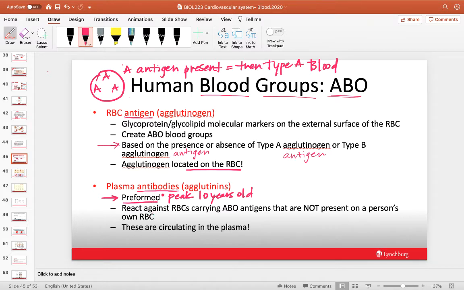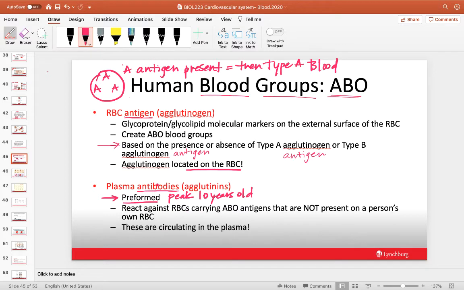Now, what's going to happen is that antibodies in the plasma are going to react against red blood cells carrying antigens that are foreign to that person. So basically, if your blood has A antigens, and we took type A blood from someone else and put it into your blood, your body is not going to see that as foreign because you have the same antigen. Where we have trouble is when we have antigens that are not present on our own blood. We're going to see those antigens as foreign, okay? And we'll talk through some examples.